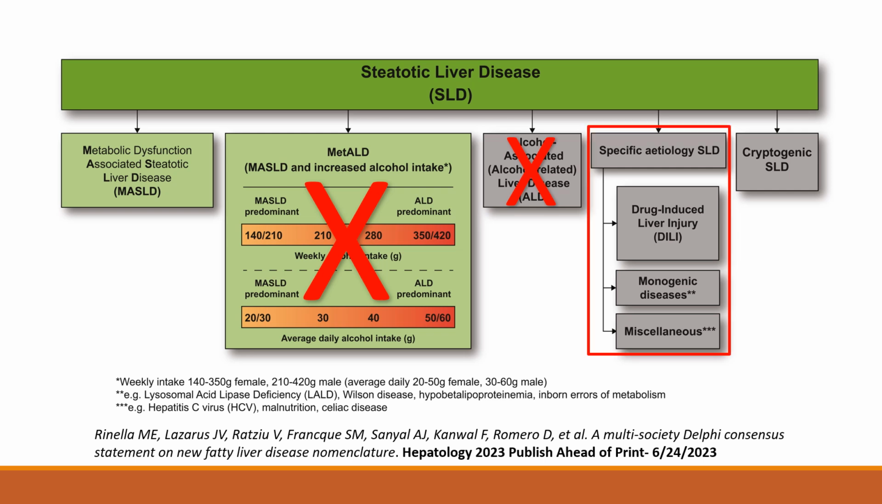Now, if no metabolic risk factors are present and no significant amount of alcohol is consumed, then other causes of secondary steatosis need to be sought. So these can be drugs. A classic example is methotrexate. Diseases like celiac, Wilson's, hepatitis C, mitochondriopathies that our pediatric colleagues may see in their patients, and finally, we have a cryptogenic or idiopathic diagnosis where no discernible factor can be identified.